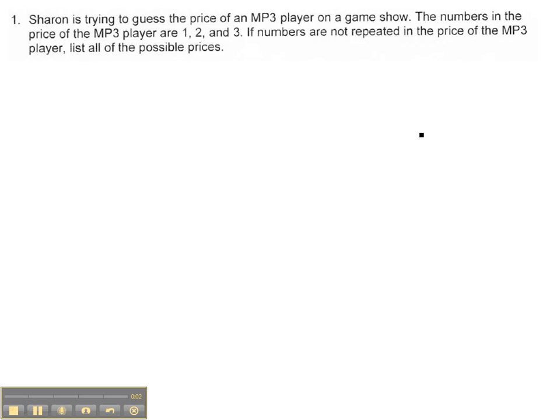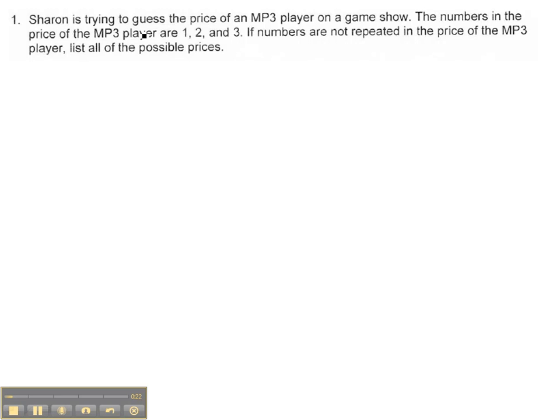Okay, we began a unit on probability today, and today we worked on sample spaces. The reason sample spaces are important is because probability is defined as the number of favorable outcomes divided by the number of possible outcomes. And before you can calculate probability, you need to know all the possible outcomes. So this is a good example of problem 1.